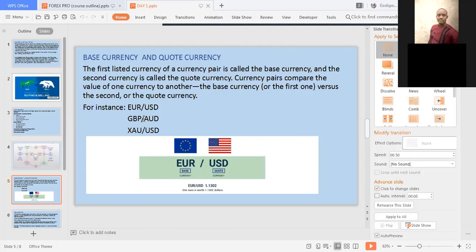I have a question to ask all of you. XAU USD, who can tell me the base currency and who can tell me the quote currency? Please, that question is just a minute. Please use the chat box quickly. XAU USD, the base currency and the quote currency.